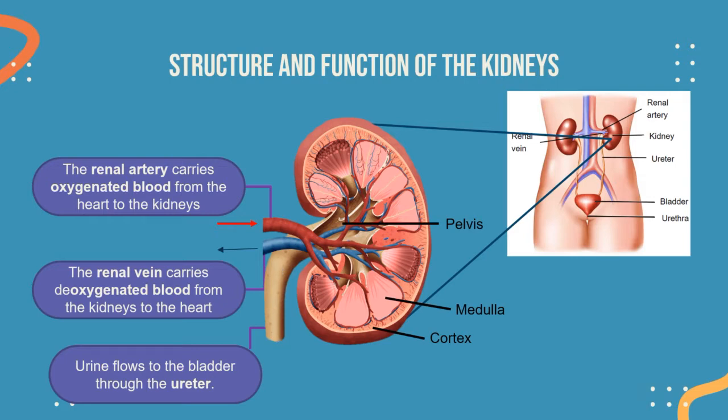So this is referred to as the structure of the kidney. I repeat, the first layer here is referred to as the cortex. Then this is referred to as the medulla. And this is referred to as the pelvis, which consists of the renal artery and renal vein.